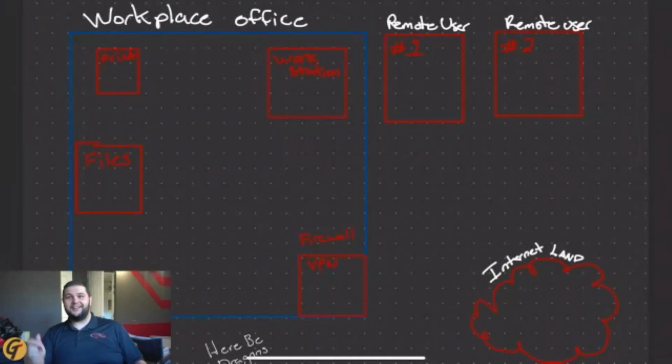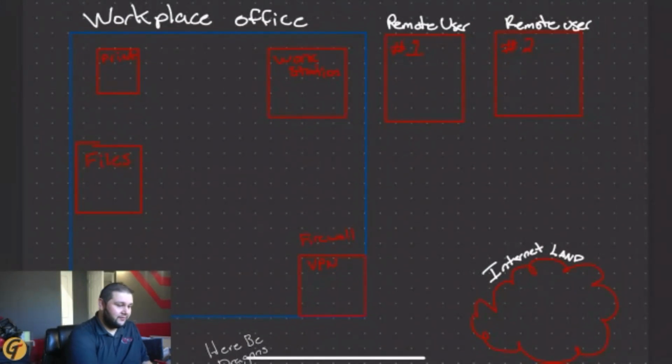Okay, so I did this cool thing where I got my iPad here, and now you guys can see what I have on my iPad. So this is an example of what a VPN actually is. This blue square here represents your workplace office. That's everything in your office.